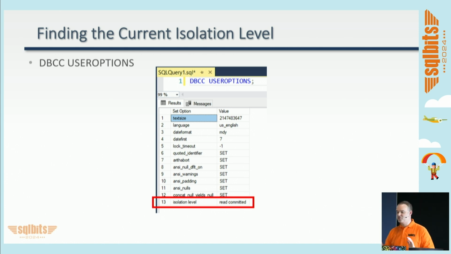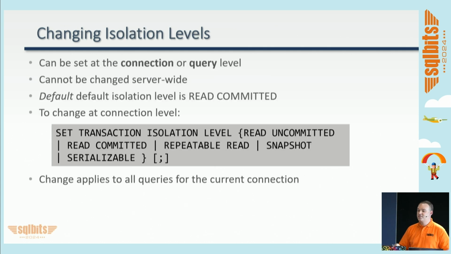If you need to change an isolation level, the syntax to do it can be set at either the connection or the query level. You cannot change it server-wide. And as I said, default is read committed. If you want to change it beyond that, you can use this syntax, SET TRANSACTION ISOLATION LEVEL. This will apply the change to all the queries going forward for the current connection. If you open another connection, another tab, what you just did here will not apply. You'd have to do it in the other window as well.